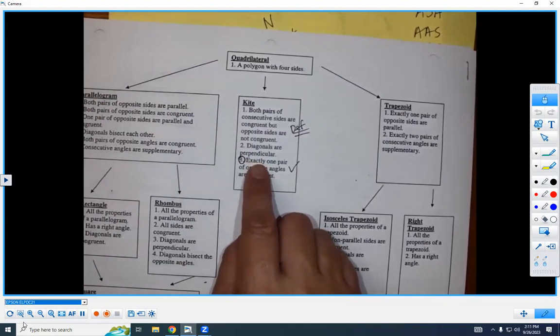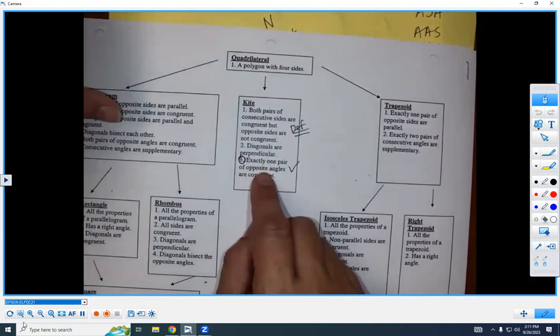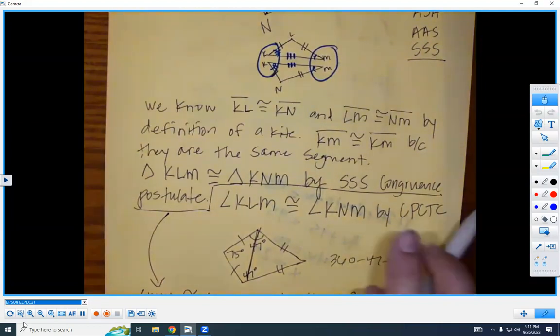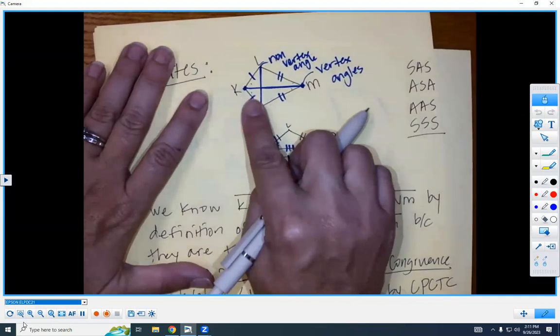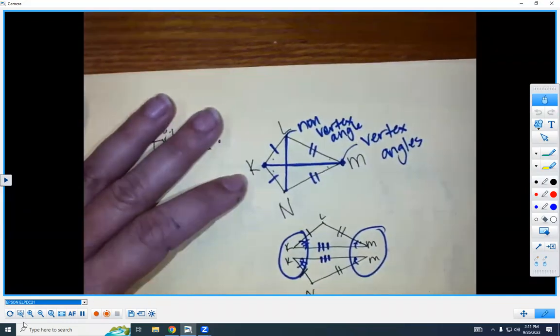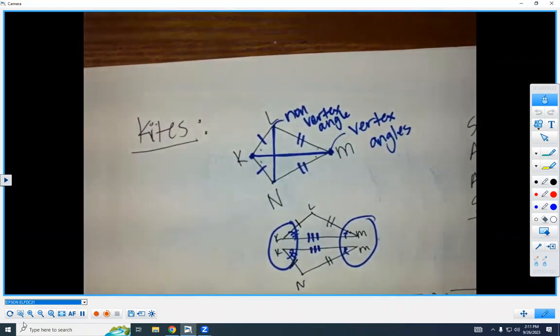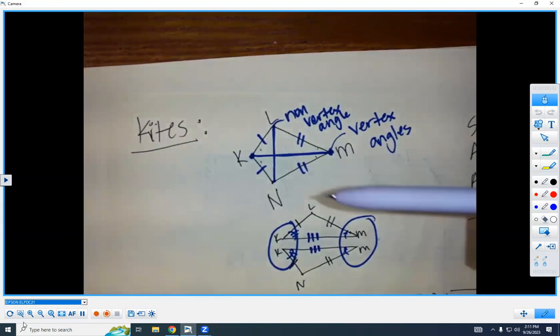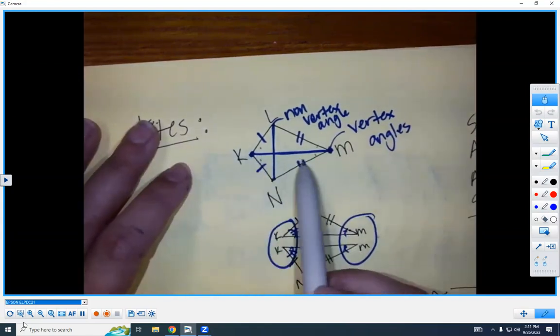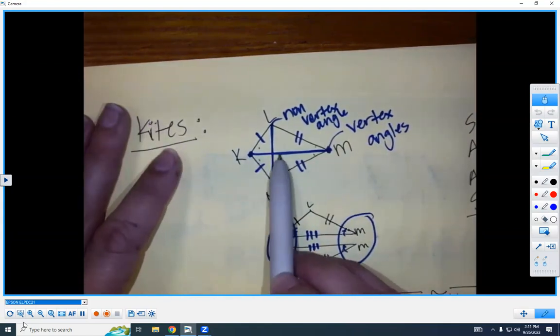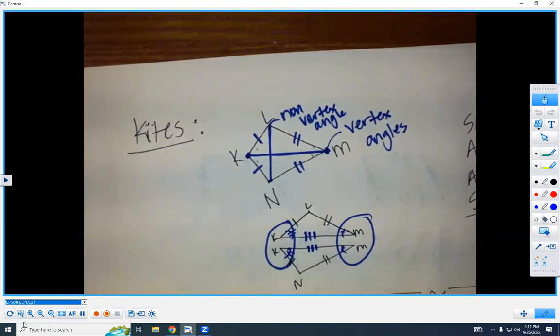Diagonals are perpendicular. So let's go back over to our picture, up here at this picture that we worked with last time. Where are the diagonals here? Yeah, LN is a diagonal. KM is a diagonal. And we're trying to prove they're perpendicular. How can I prove that they're perpendicular?